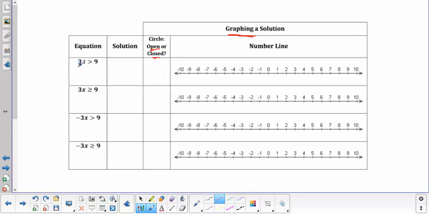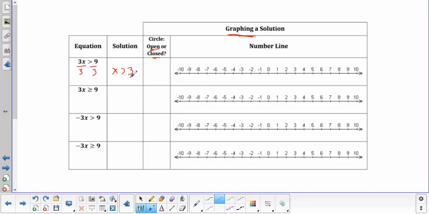So these are very simple. We can just divide by 3, get the x by itself, and then we just have a greater than symbol, so we have 9 divided by 3. So piece of cake. x is greater than 3. That portion is easy, however, graphing it may trip you up. We're looking to see, okay, is this an open circle or a closed circle?